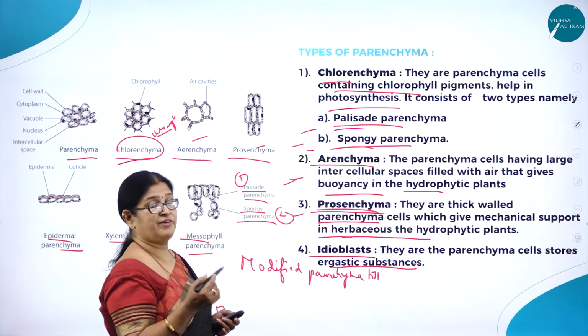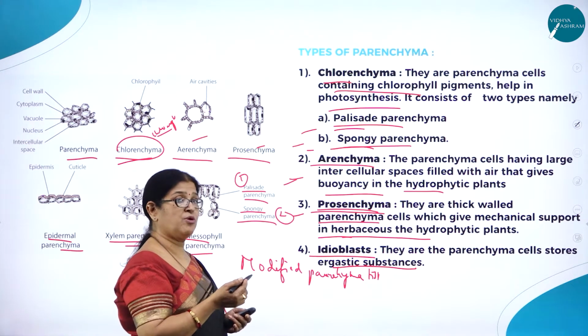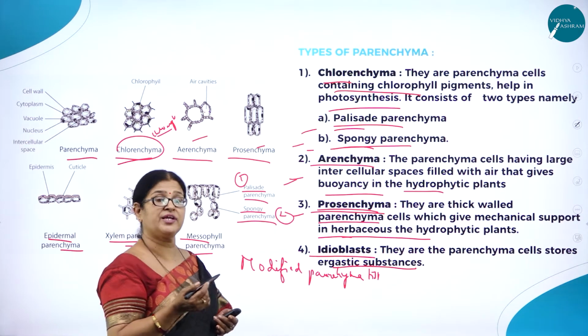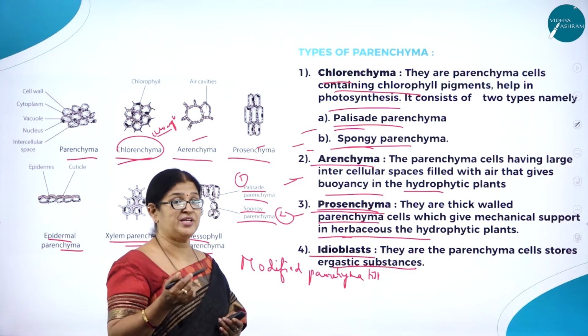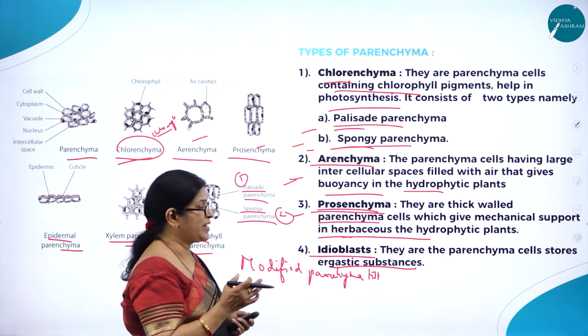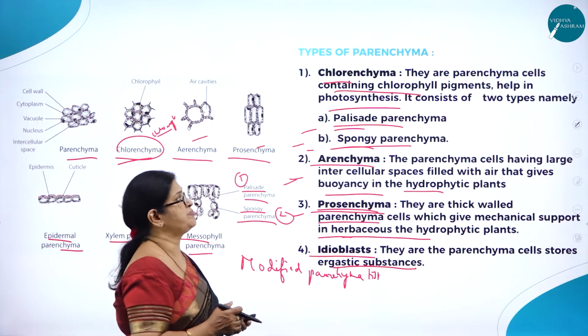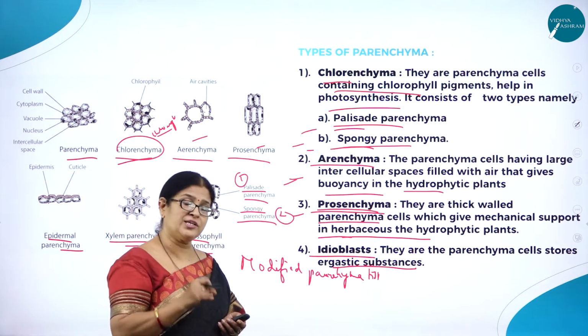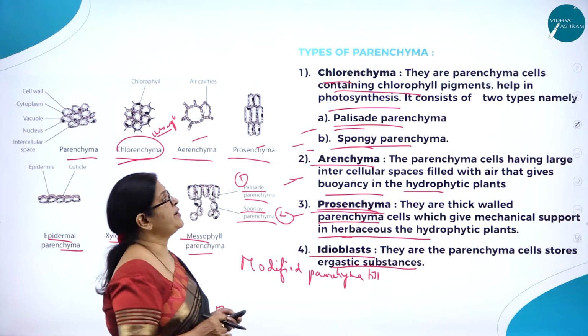Prosenchyma, they are thick-walled. The very word itself will tell you. Because they are thick-walled, obviously they also help in giving mechanical support in herbaceous plants, that is soft-stemmed plants. Then idioblasts, they are the parenchyma cells which store ergastic substances. Hope you have understood about what is parenchyma and what are the types of parenchyma.